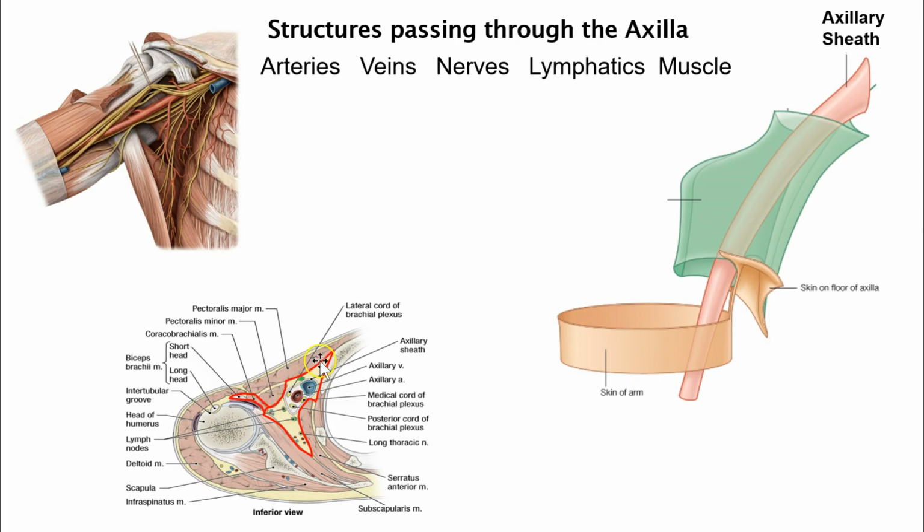This is a top-down view of the axilla. So inside this red outline would be all the contents of the axilla. This often benefits students just to see a simple breakdown of the axilla and how it relates to the arm. So this is the skin of the arm. This is the skin of the wall of the thorax. And so this area would be the armpit.